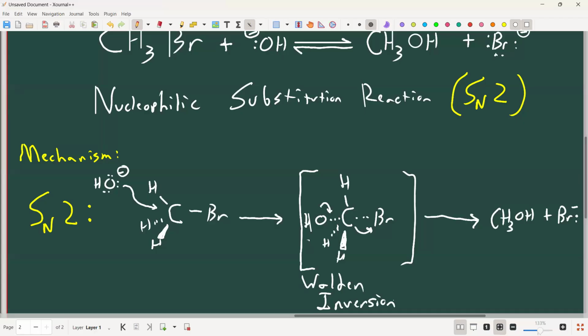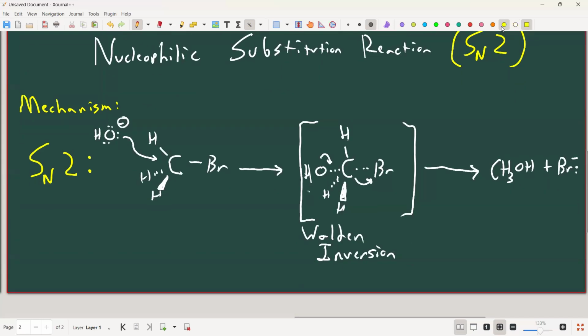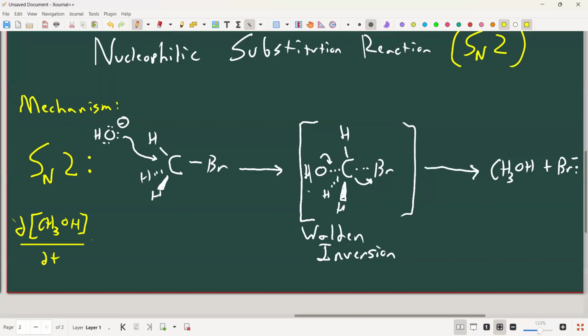All right, and she said that again, the 2 means bimolecular, right? So we can write a rate law for this. We could say that the time derivative of the concentration, or the rate of formation of methanol, is equal to some rate constant times what, Angela? What concentrations is this dependent on? Speak up, I'm sorry. Yep. And OH, right. Right, so it depends on both.